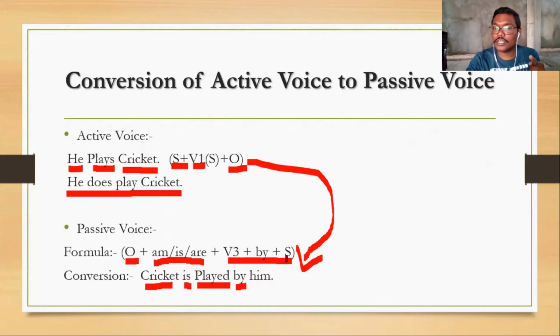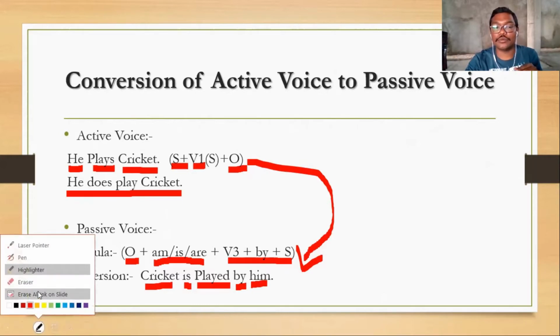Then what is the next one? Subject. What is the subject? He. Don't write he. Here we have to use objective pronouns. So he will be changed to him. She will be changed to her. Okay, remember that. That's why he will be transformed into him. Understood? So we are going to use the objective pronoun here. This is a very easy transformation. If you know the formula, it is easy to transform. Okay, that is about the conversion of active voice to passive voice.